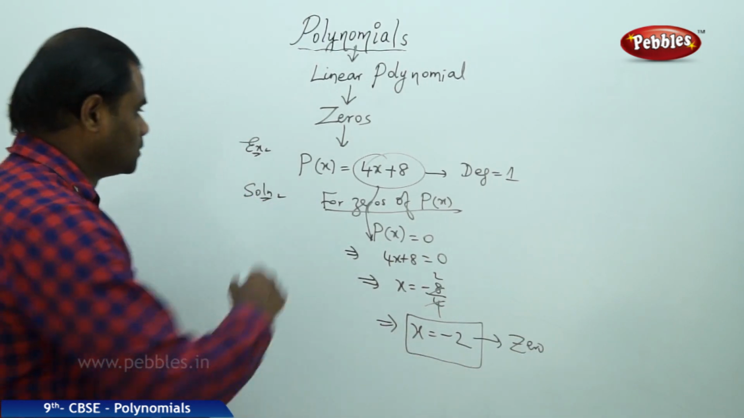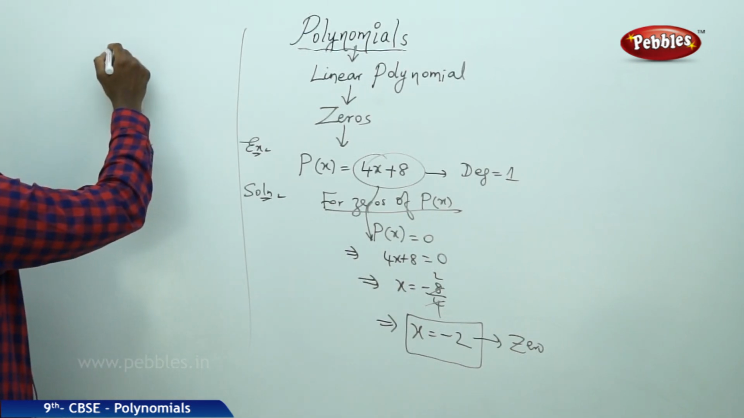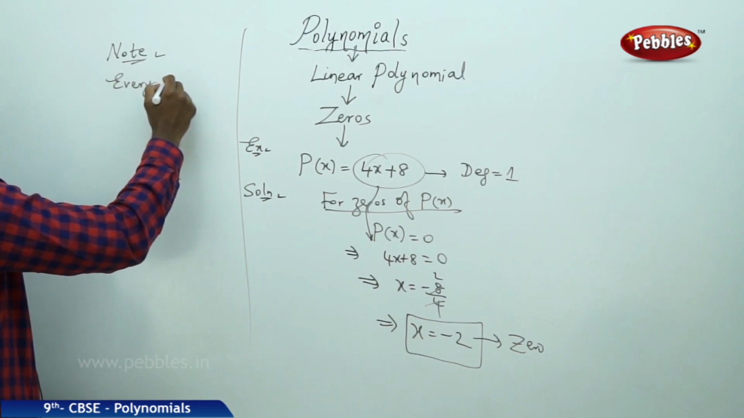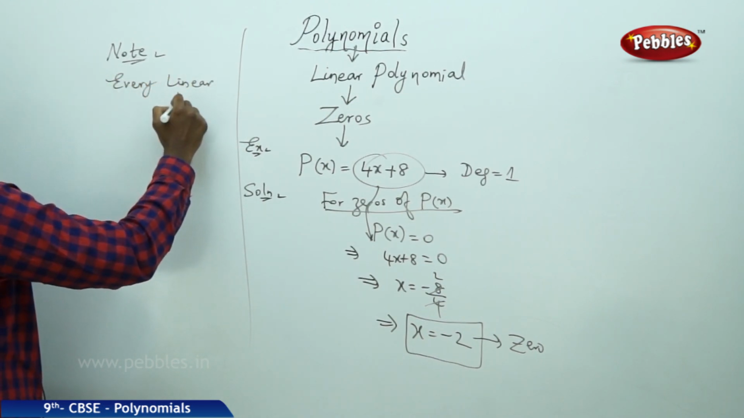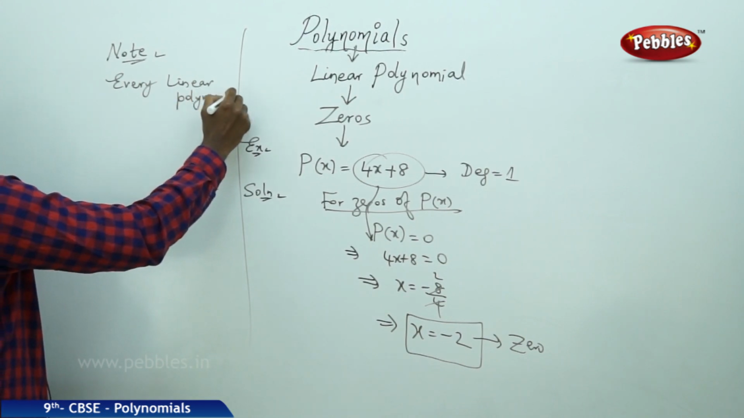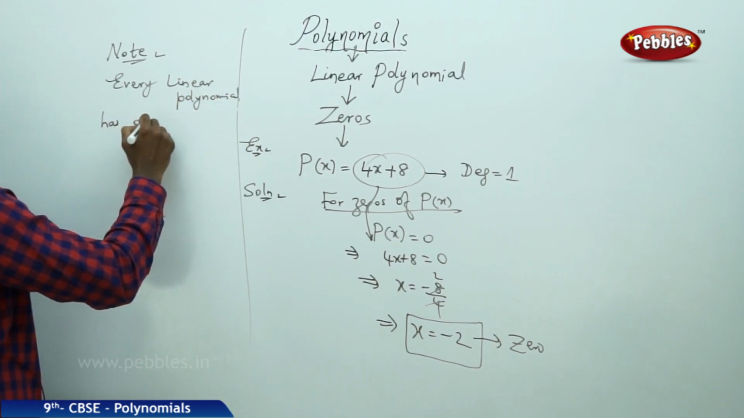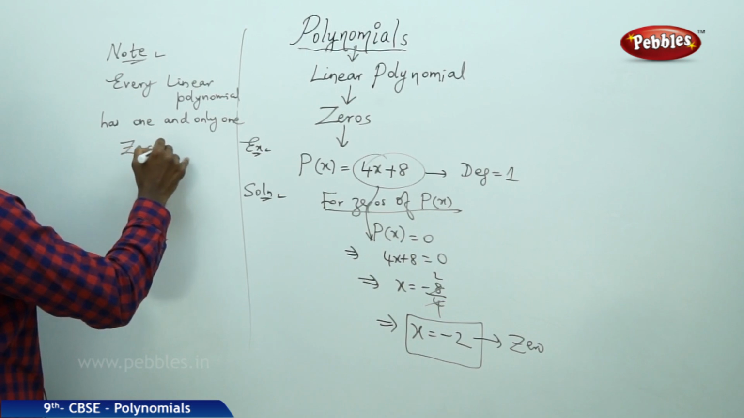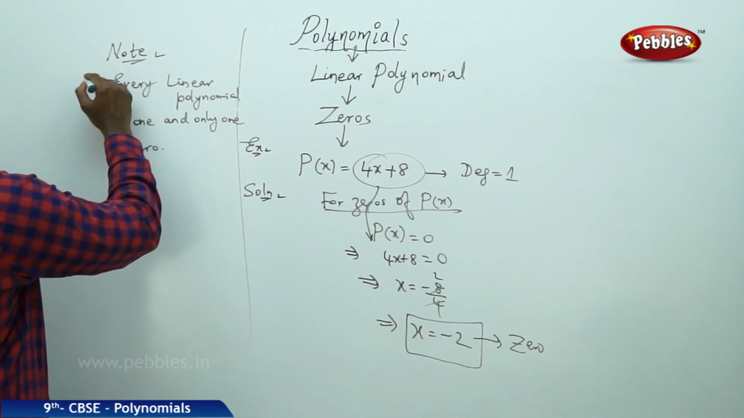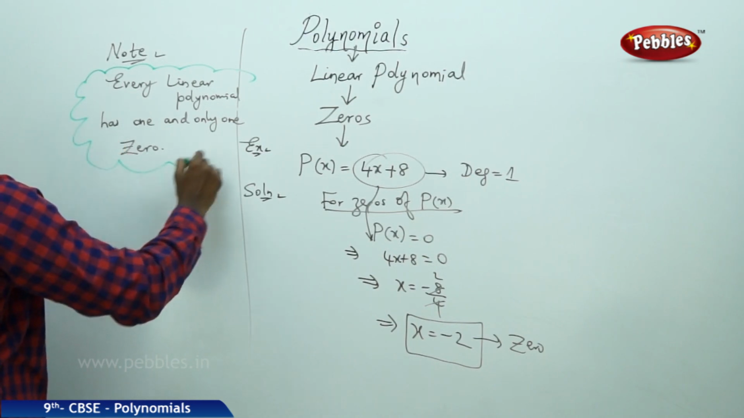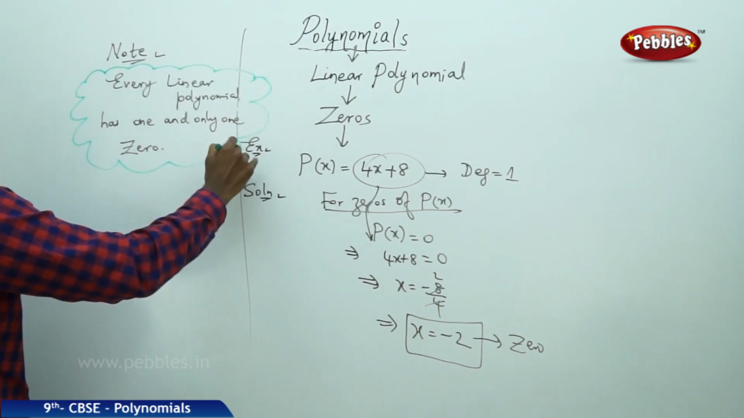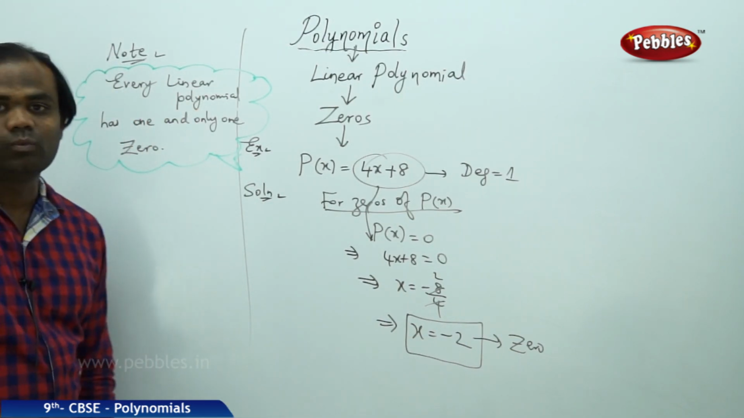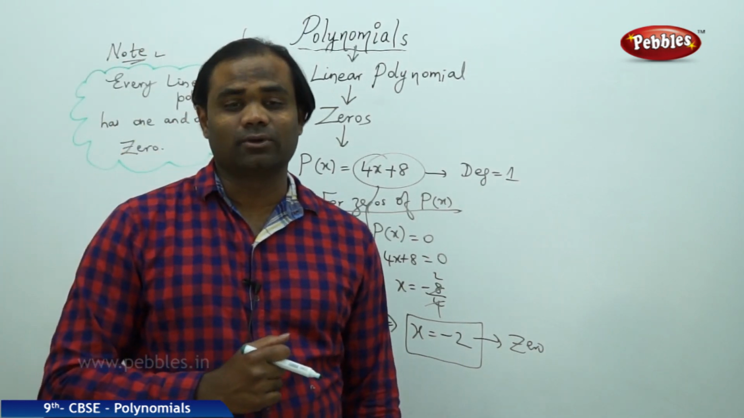That's how we conclude. So let's make the overall outcome, which says that every linear polynomial has one and only one zero. That is how we make the learning outcome: every linear polynomial has one and only one zero. It cannot have two zeros.